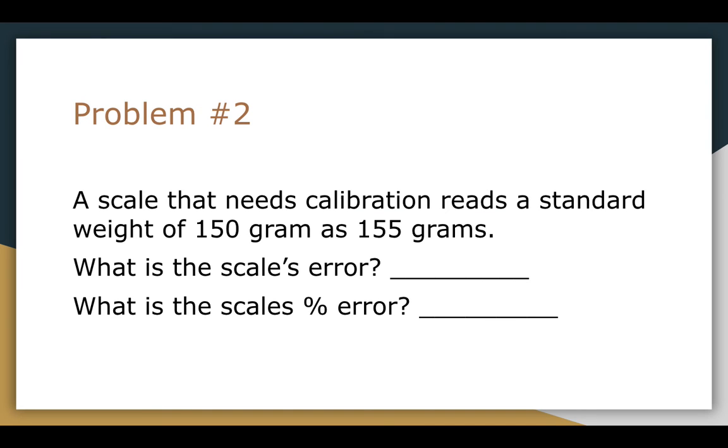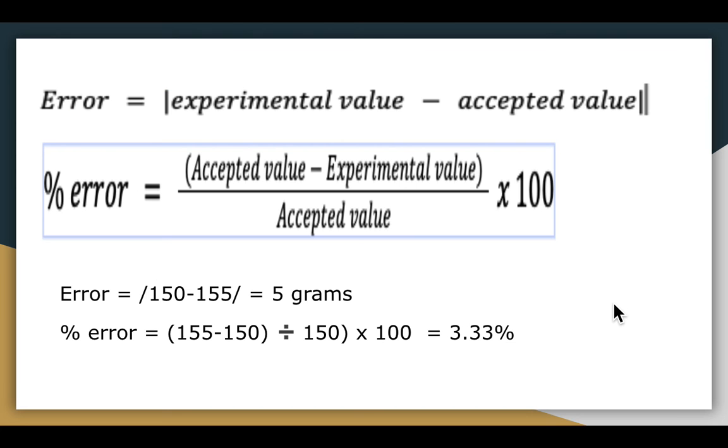A scale that needs calibration reads a standard weight of 150 grams as 155 grams. So the standard accepted reliable weight is 150 grams, and what my scale is reading is 155. So what is the scale's error, and what is the scale's percent error? Well, to find error, you just take the absolute value of the accepted minus the experimental. You can do it either way, really, and that's 5 grams. You're off by 5 grams.